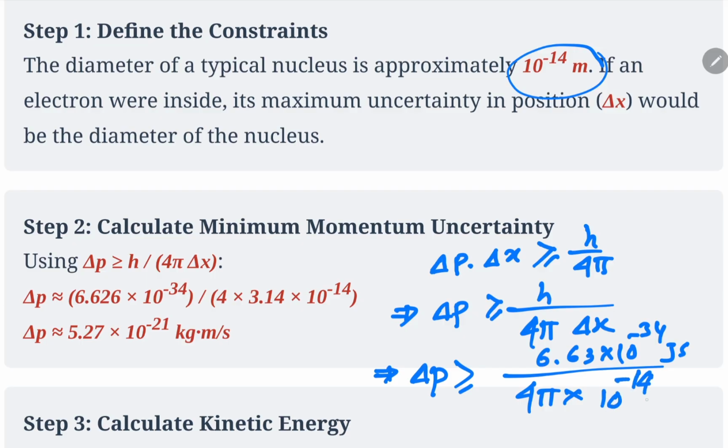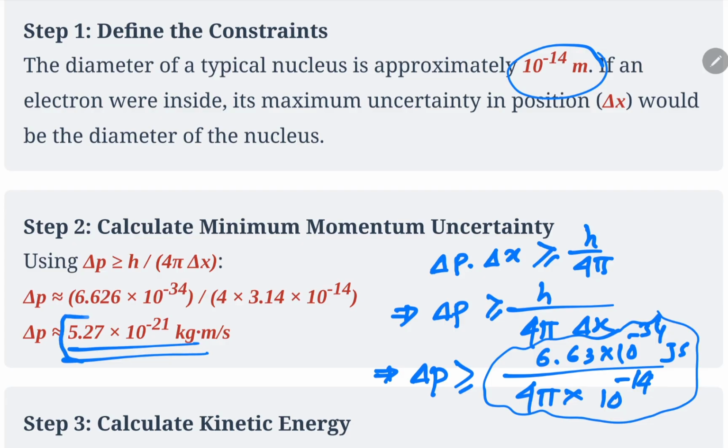So 10 to the power minus 14 meters. I took all of these units in SI units, right? So if I calculate this with a calculator, I get this value, which is 5.27 times 10 to the power minus 21. So my ΔP is greater than or equal to 5.27 times 10 to the power minus 21 kg meter per second, right?